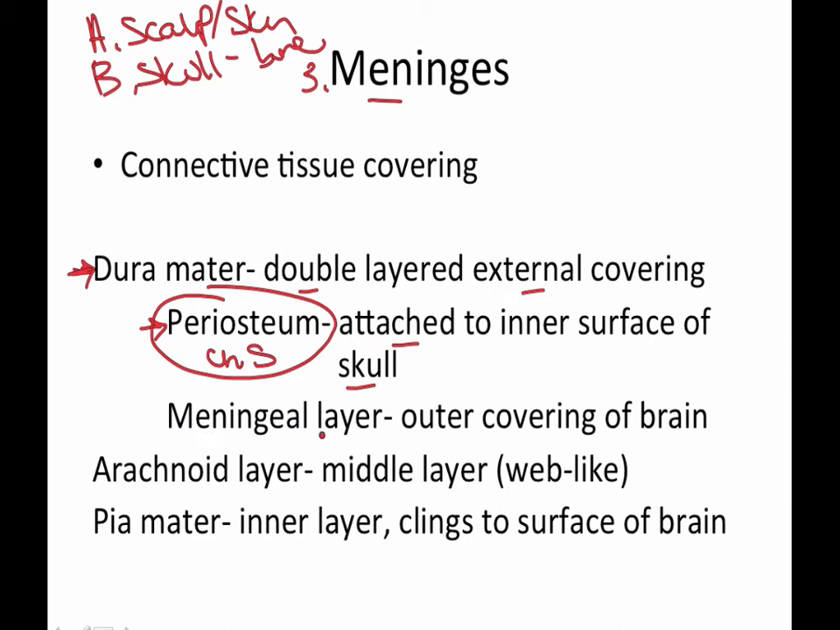So remember, this is the layer from when we looked at the skeletal system in chapter 5. This is what was connecting part of the bone to surrounding tissue. So this is attached to that inner surface of the skull. Then you have the meningeal layer, which is the outermost covering of the brain. Okay, then we have the arachnoid layer, which is named because it looks web-like. It's the middle layer. Then we have the pia mater, which is the innermost layer, and it clings to the surface of the brain.